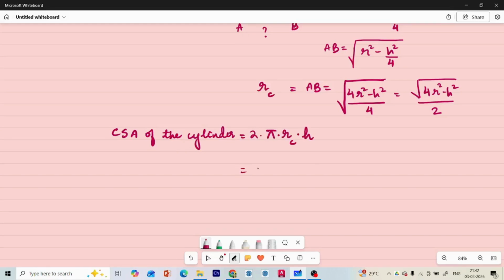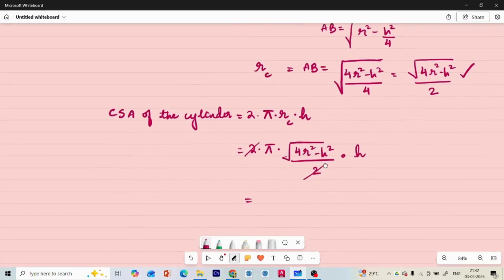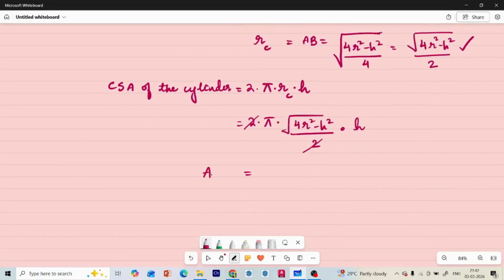Okay, so 2 into pi into radius of cylinder, we found it here. Let us replace that: root over 4R square minus H square, whole by 2, into H. So 2 will get cancelled, and this is nothing but the CSA or the area: pi H into root over 4R square minus H square.